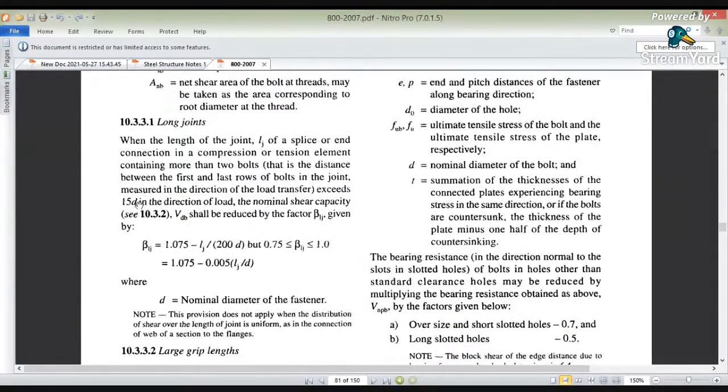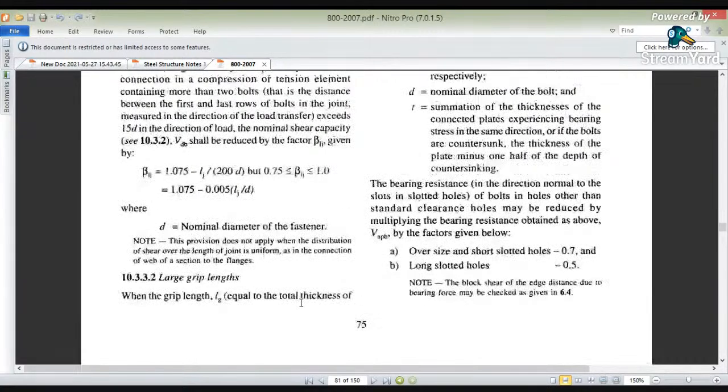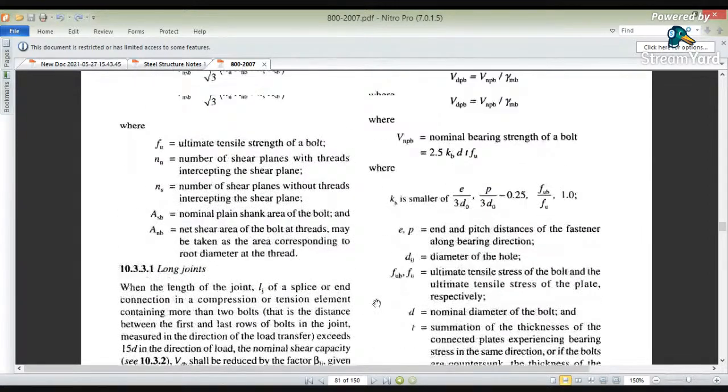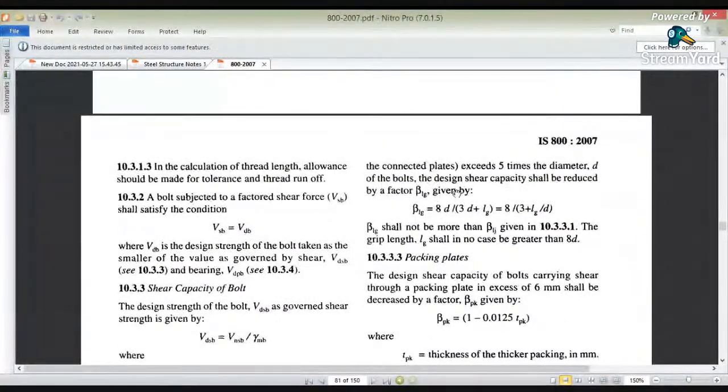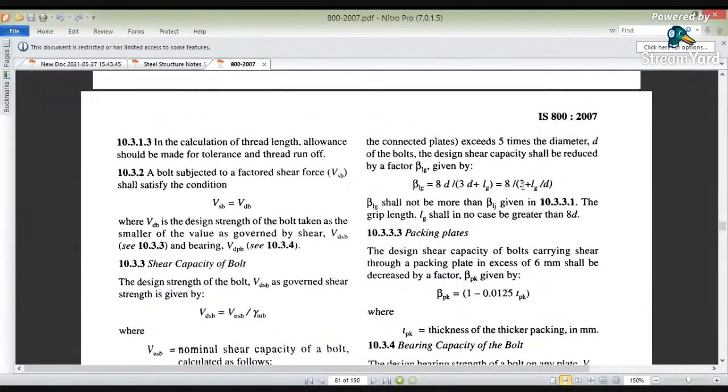What this d stands for, here also 15d, or here also 200d: the nominal diameter of the fastener, that means the diameter of the fastener. When the grip length Lg, that is equal to the total thickness of the connected plates, exceeds 5 times the diameter of the bolt, the shear capacity shall be reduced by the factor beta Lg. So these are the three reduction factors.